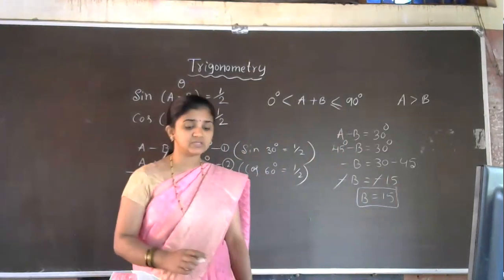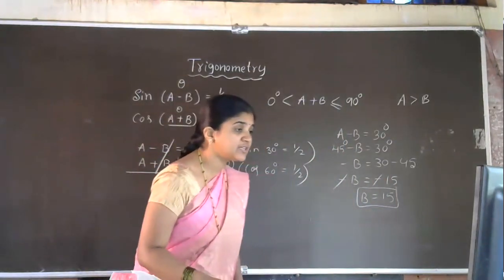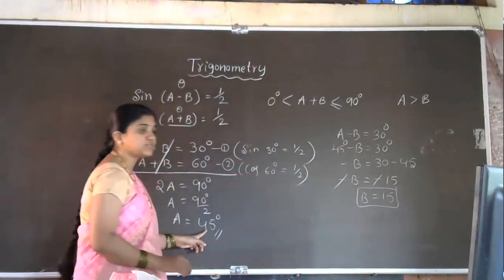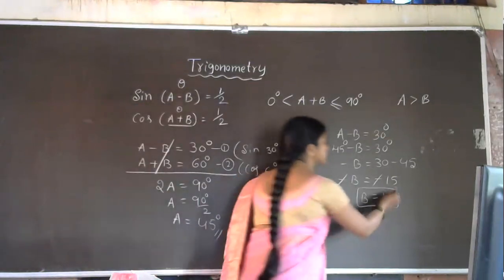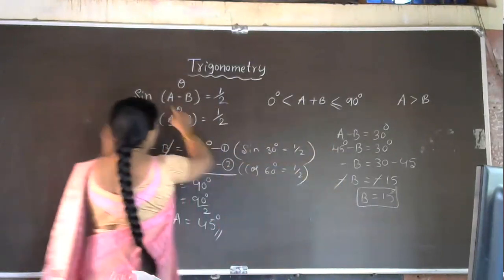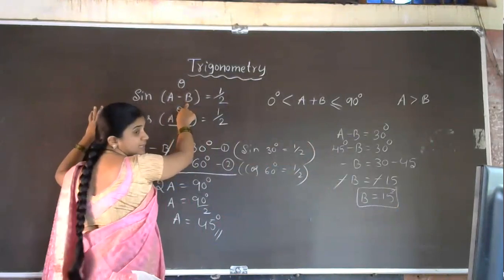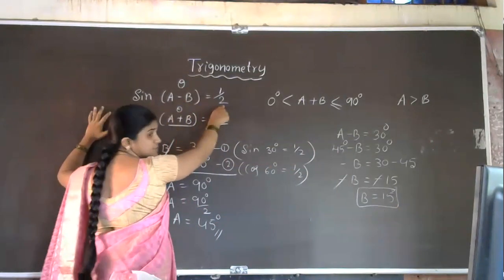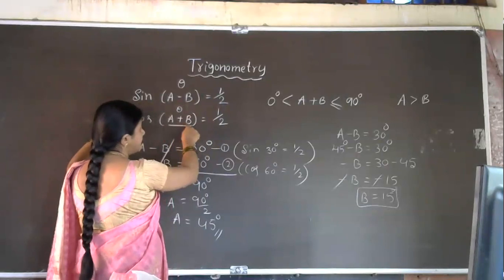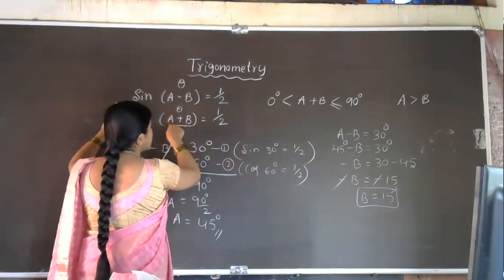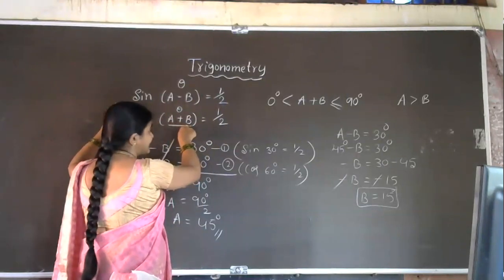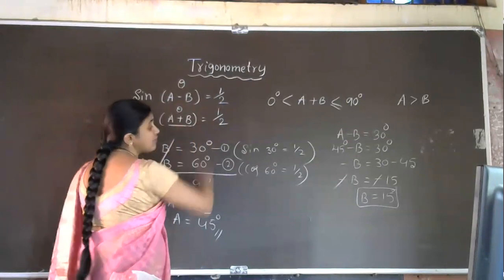B value is 15. Got the idea of this problem? Actually, A is 45 degree and B is 15 degree. See here, 45 minus 15, that is 30 degrees. Sin 30 is 1 by 2. 45 plus 15 degree, that is 60. Cos 60 is 1 by 2.